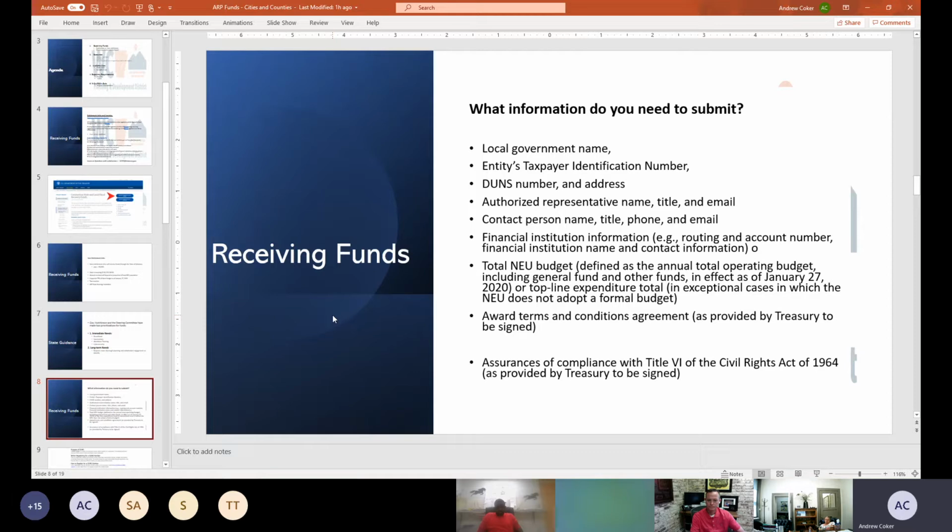So like I said, they're capping the amount at 75% of this budget, and that is your latest budget in effect as of January 27, 2020. So they're going to use this just to make sure that everyone's receiving the proper amount. And they will also be requiring an award terms and conditions agreement. We haven't seen what this is going to look like quite yet, but it'll be pretty straightforward and just basically an assurance that you've read the terms and what's needed from you, and that you are agreeing to comply with the different federal funding requirements.